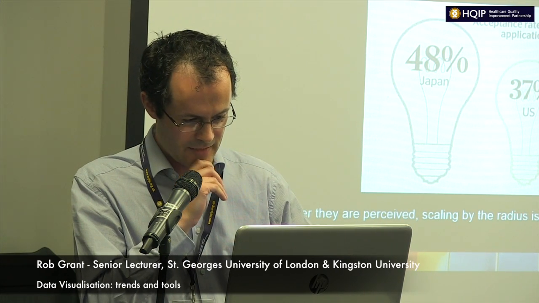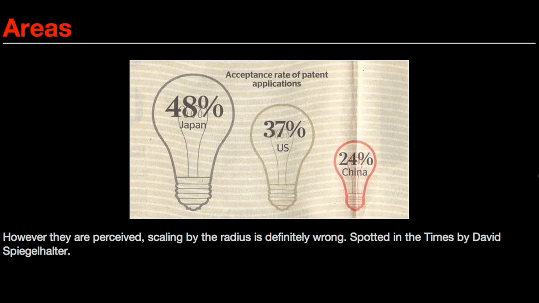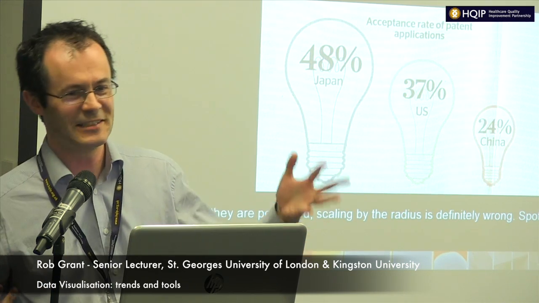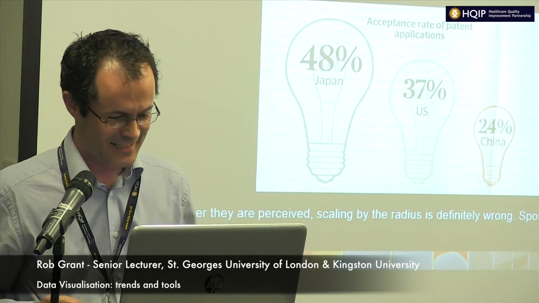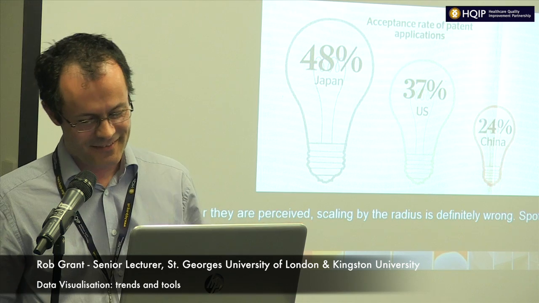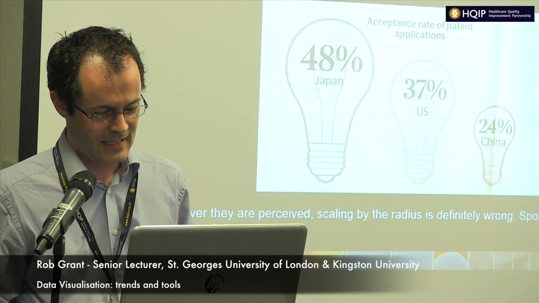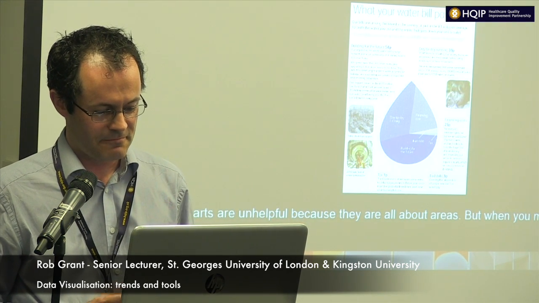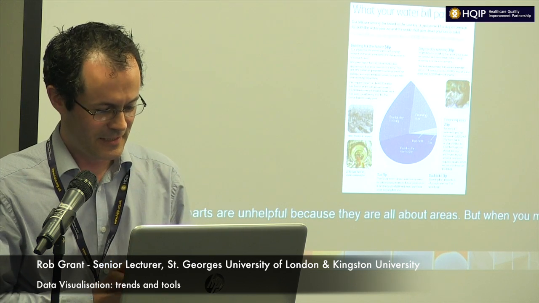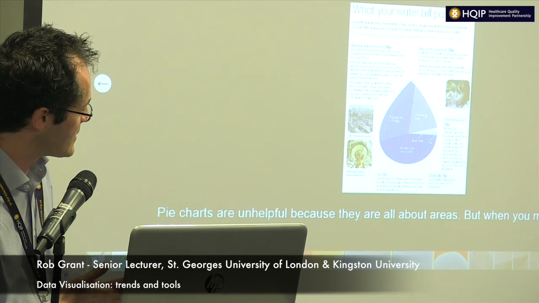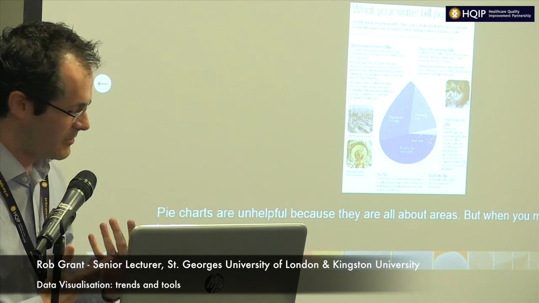And obviously people make all sorts of horrific mistakes with this. So this is an example where you've got scaled by the radius. The height of the light bulb is indeed double. Japan's light bulb is double the height of China's, but that means it's 4 times the area. And yet your brain is perceiving it as around about 3 times the size. So very difficult, very difficult. And that's the reason why pie charts are frowned upon by all and sundry, because it's all about area.